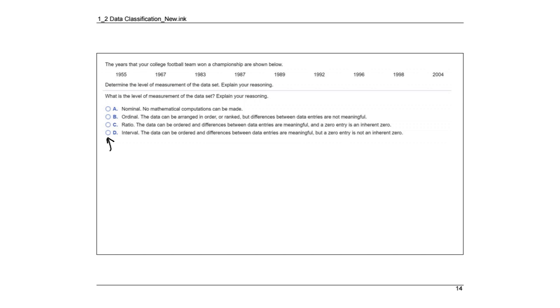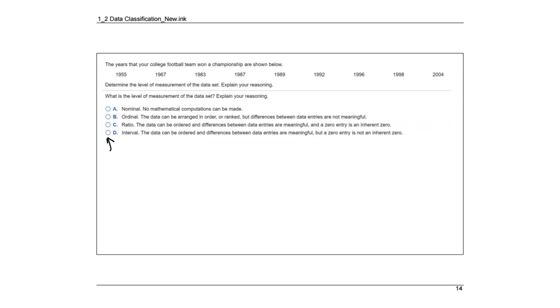All right, these are the years that your college football team won a championship. So we've got the years listed. Technically, they're in order, but there's no real reason for the order. They're not ranked, right? We're not going to say that they're nominal because we could compare them. We could compare the first time they won a championship to the last time, or we can look at the spacing in between. So they're not nominal. We're not going to say ordinal because they're technically not ranked per se.